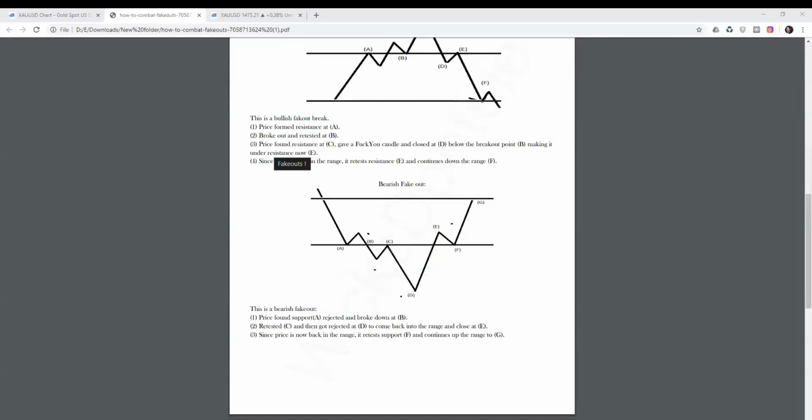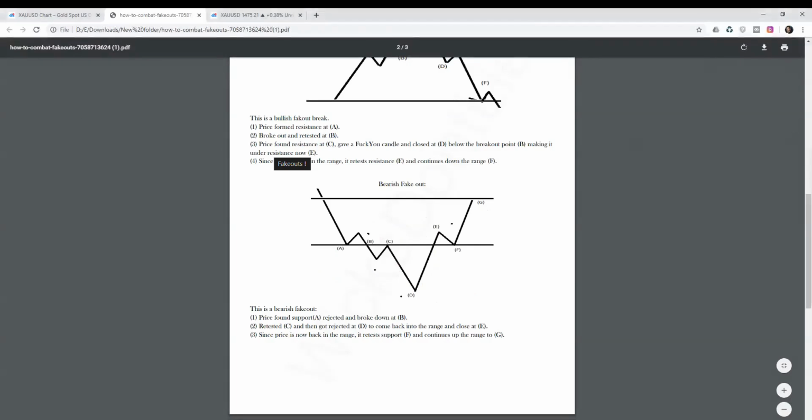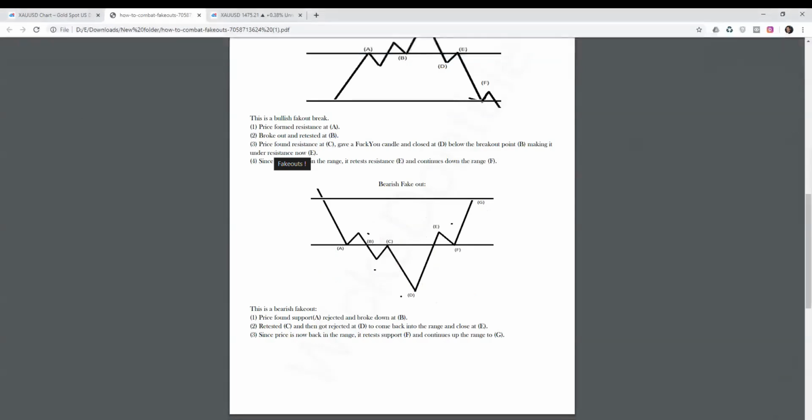Okay, so let me just give an example here right now. Sometimes when I was new, I'm not sure if this has happened to everybody, but it happened to me. When I was new, what would happen is that price would be in a range, and candles would come down to support, and I'd be like, okay, you know what? Buy support. Candles came down to support, and I want to buy support.